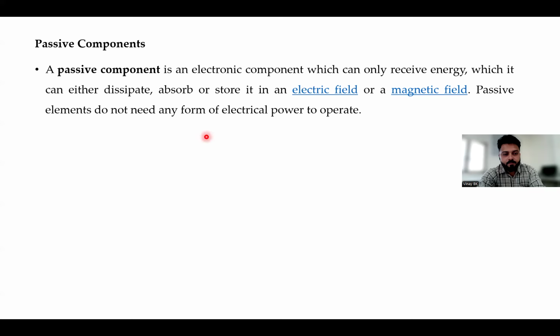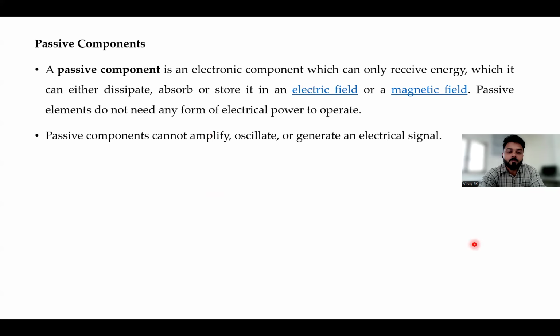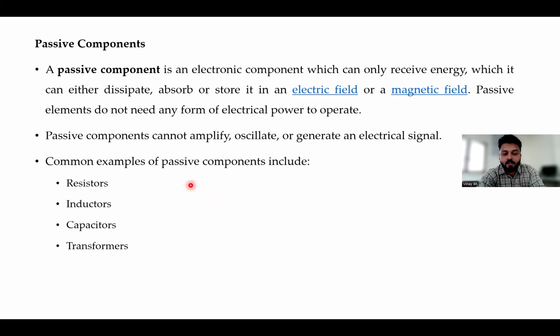And the next is, for example, these passive components cannot amplify, oscillate, or generate an electrical signal. You can see the examples are resistors, inductors, capacitors, as well as transformers, which all come under passive components. These are a few examples. So this is about active and passive components.